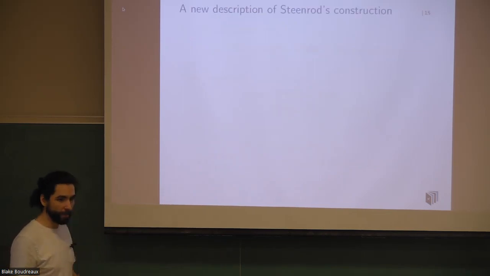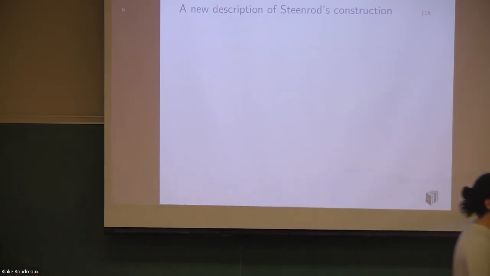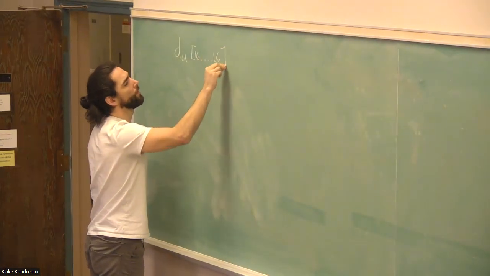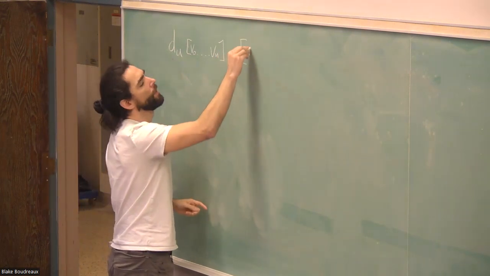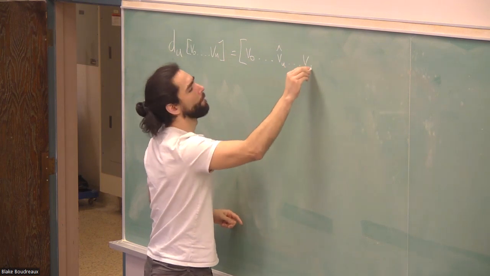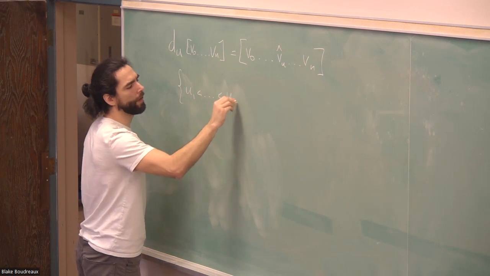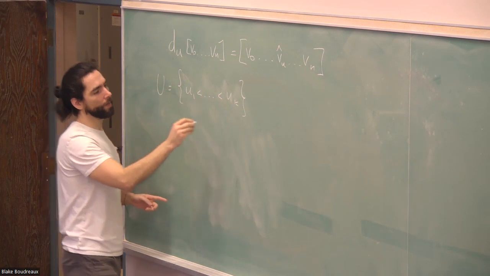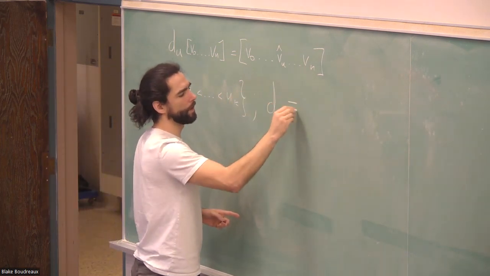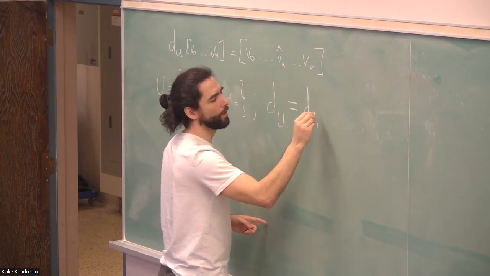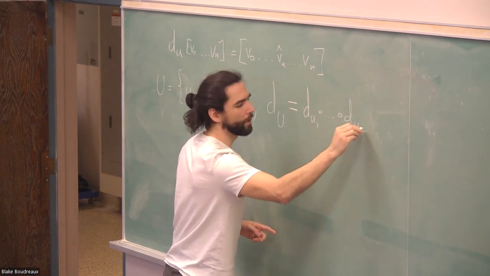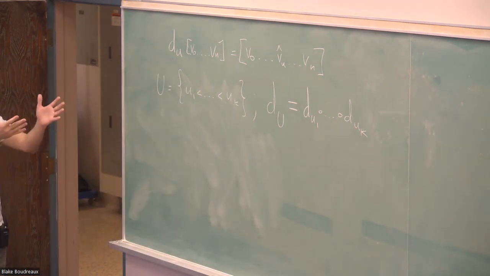Okay, so I would like to describe a new description of these cup-i products, what is sometimes called Steenrod's construction. And I did not have a lot of space in that slide, so I'm going to have to put a little piece of notation over here. So d_u acting on this simplex Δ^n, this is the usual face map. What it does is remove the vertex in position u, very familiar. Now, if I have a set of u's, u_1, ..., u_k, I'm going to write d_U for just the composition d_{u_1} ... d_{u_k}. It's a very natural notation.